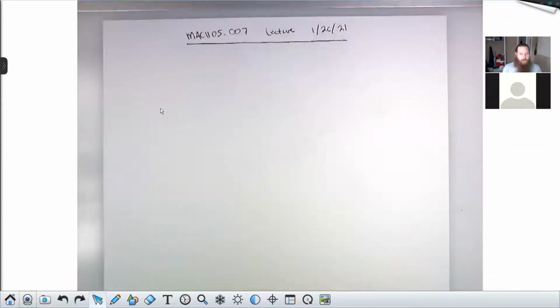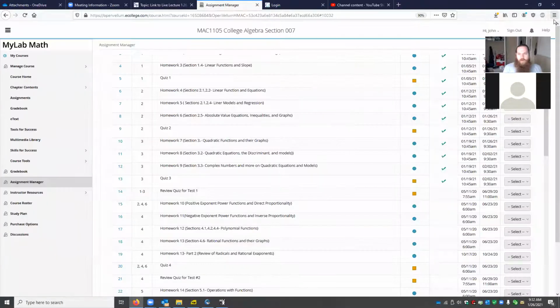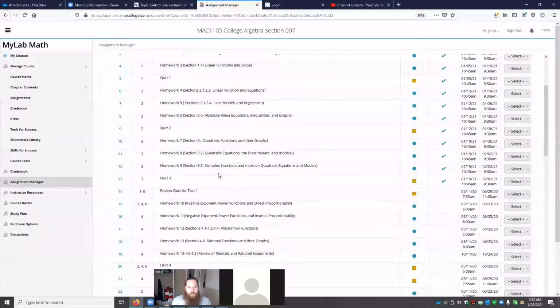So just to show you really quickly what things are due when, I wanted to make sure that is nice and clear. Here's the system. We extended the linear models and regression, to make sure you guys could get that done until today. So that's due today, along with homework 6 and quiz 2. Homework 7 is also due today. That was the first bit on quadratic functions. So if you need more time on any of those, you need to send me a message. Preferably a Canvas message, because that'll automatically include your course and section number.